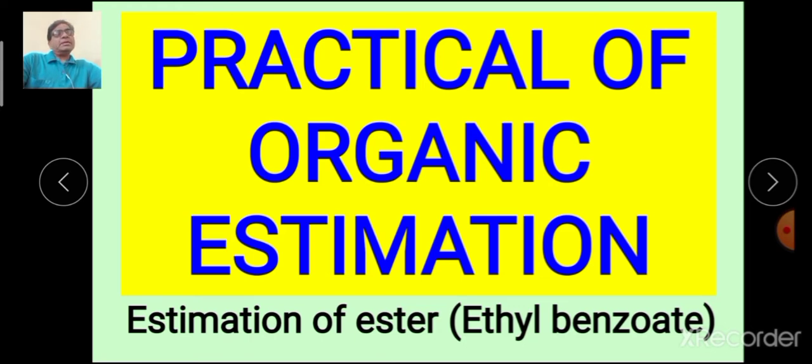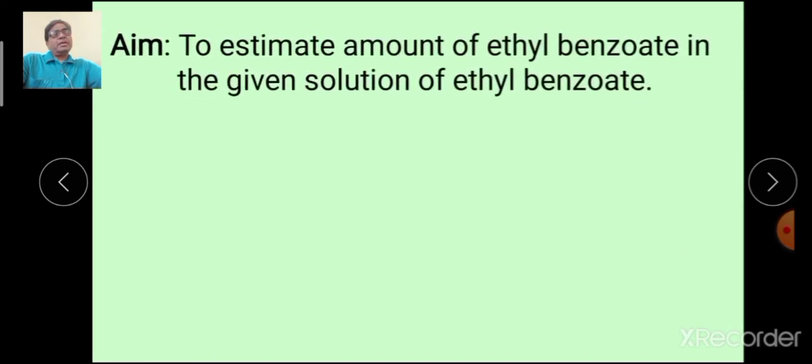acid and alcohol, that is ester on hydrolysis gives acid plus alcohol, and we can estimate the amount of ester present in the solution. This is the aim, to estimate the amount of ethyl benzoate in the given solution of ethyl benzoate. You have been supplied the solution of ethyl benzoate and you have to determine the amount of ethyl benzoate present in the solution given to you.